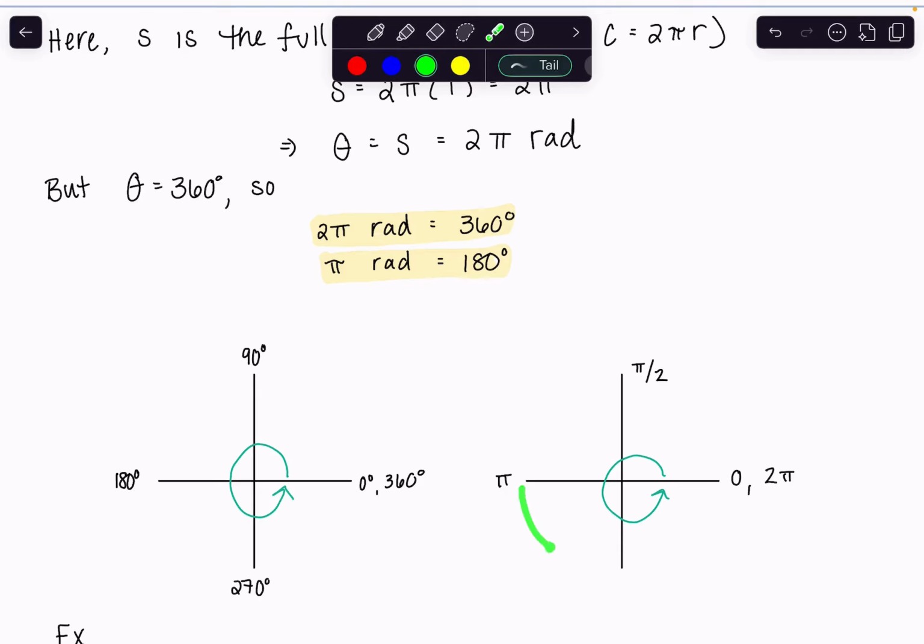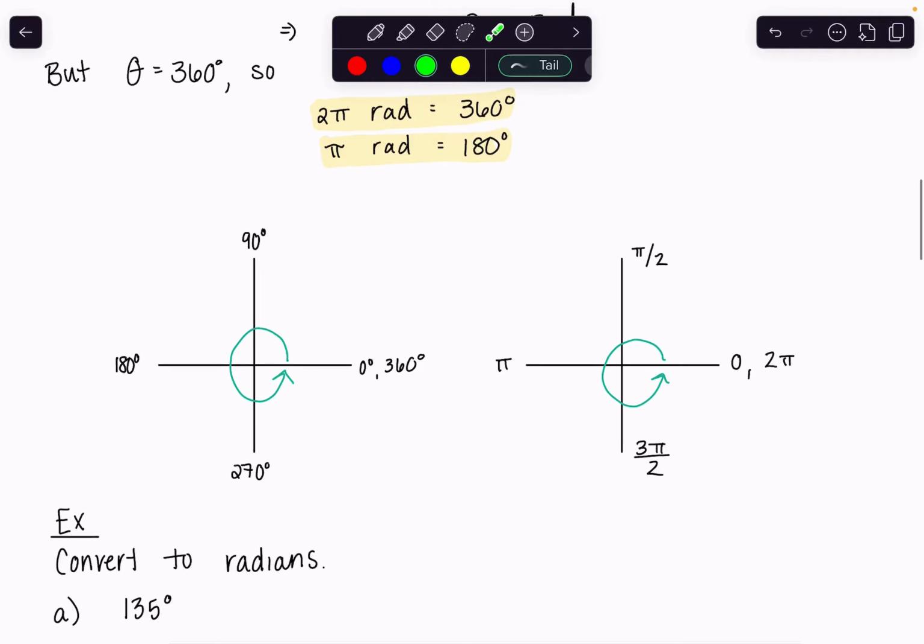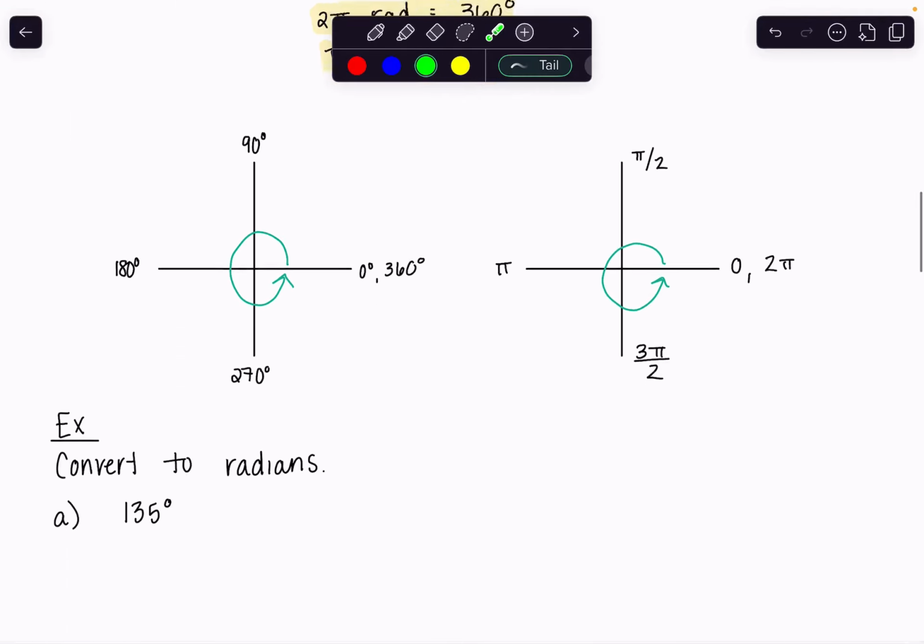So 90 degrees would be equal to pi over 2. And likewise, halfway in between pi and 2 pi would be 1.5 pi, which is the same thing as 3 pi over 2, okay? So we're going to use this to be able to convert back and forth. And we're really going to work with these common angles really frequently. So you're going to see the same kind of numbers or denominators popping up over and over. So let's get some practice converting to radians.